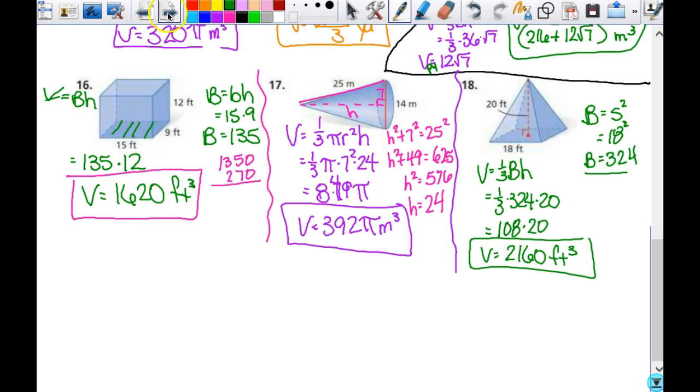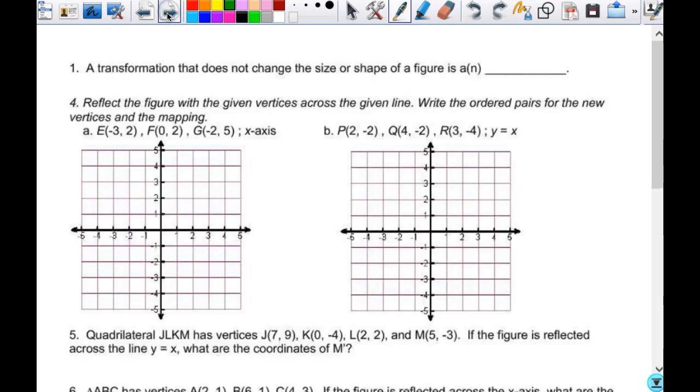So I am going to go back. Actually, I think I'm going to go ahead and do this side, and then I am going to go back and do the volume on the other ones. But all right, so transformations. A transformation that does not change the size or shape of a figure is what? Isometry. Okay.